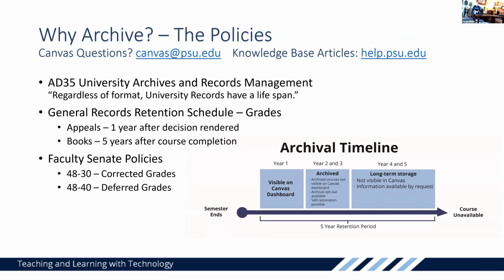All right, why do we archive? As I said, first and foremost, it's to adhere to university policy, and according to AD 35, University Archives and Records Management, regardless of format, university records have a lifespan. That means no matter what kind of records that we are keeping, they are not around forever. There is a time limit to keeping all kinds of data, and the data that we are responsible for keeping is the gradebook.